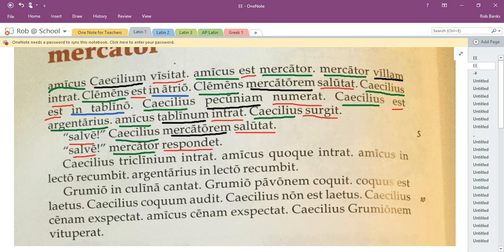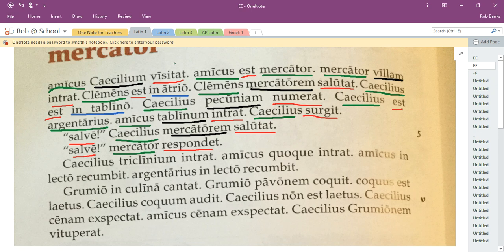Amicus tablinum intrat, the friend enters the tablinum, right? The study, right? So that's the second declension, accusative singular. Caecilius surget, Caecilius gets up, right? He surges, like that old soft drink commercial where they would shout surge and then do something insane.